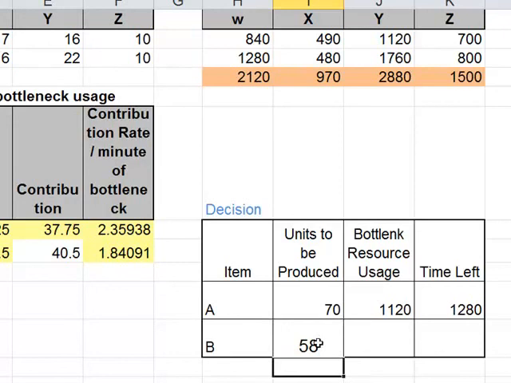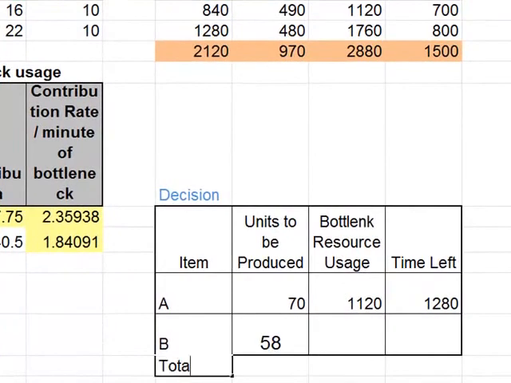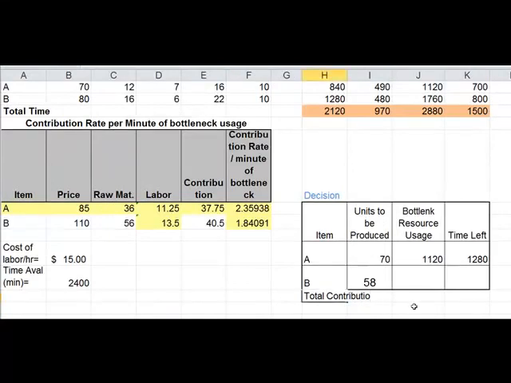Okay, that's the answer, and it basically tells you that you can make 70 A's and 58 B's, and the total contribution is going to be, again, 70 times 37.75 and 58 times 40.50. That is SUMPRODUCT, this comma this, and that's the answer.